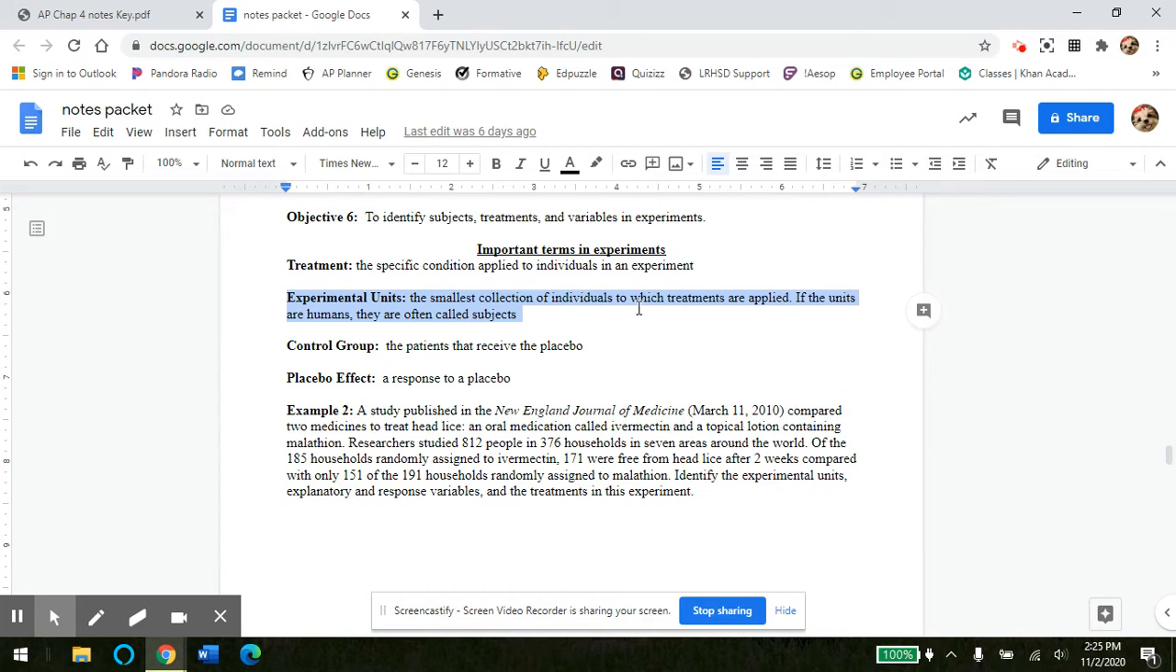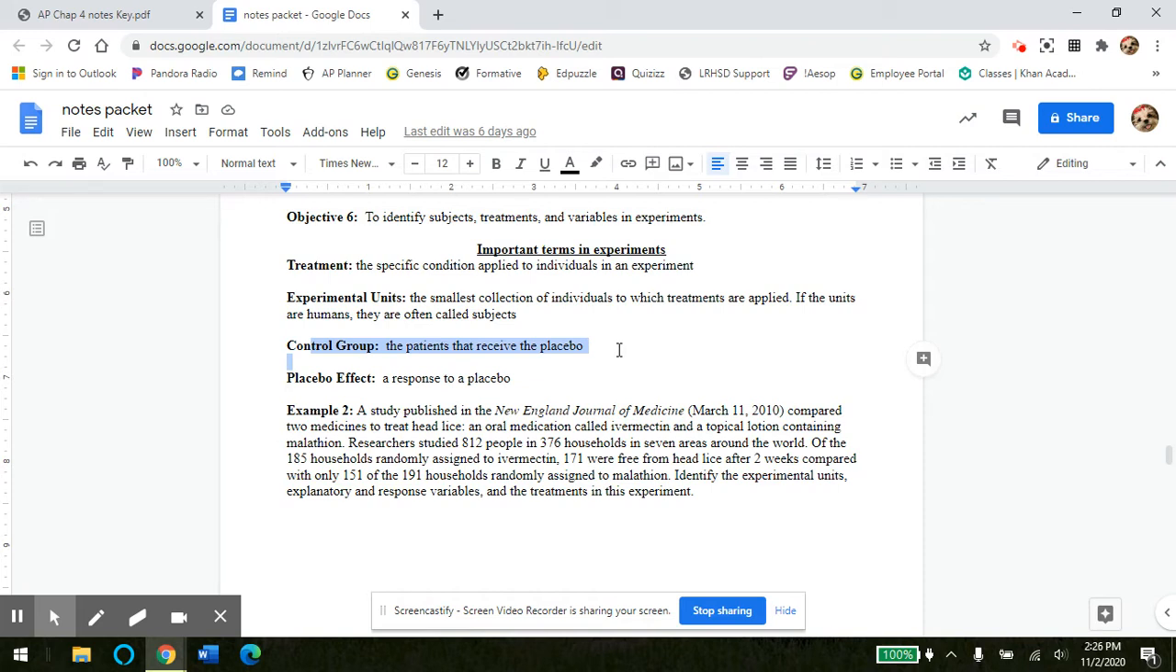Okay, if they're plants and we're trying to see if a new fertilizer helps plants grow, then the plants would be your experimental units. The fertilizer would be your treatment. Okay, your control group is your group that received the placebo or don't receive a treatment. Okay, so a placebo pill would be like a fake pill. So people think that they're getting medication, but they're not. All right.